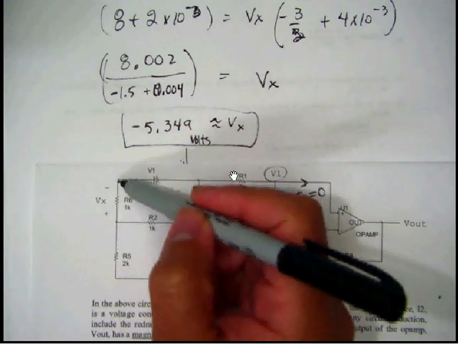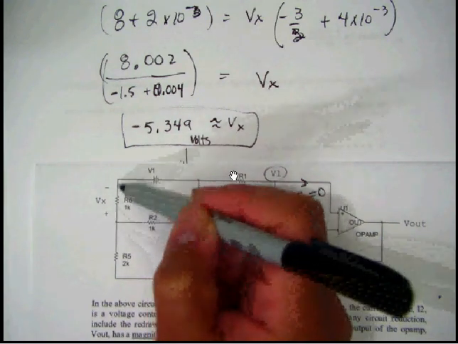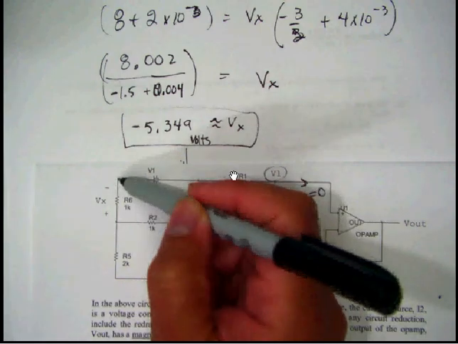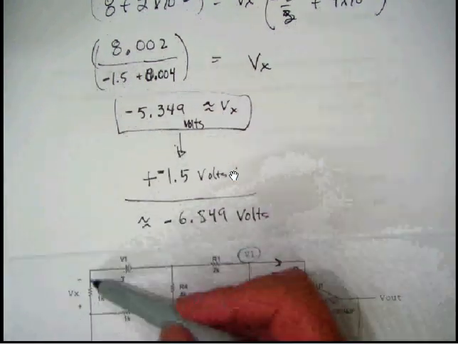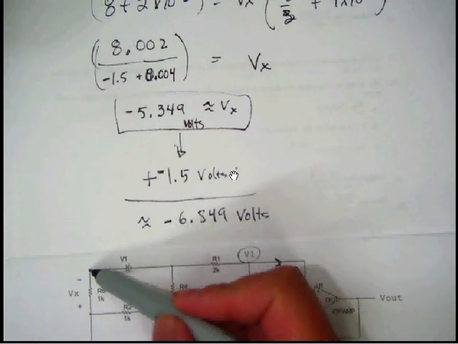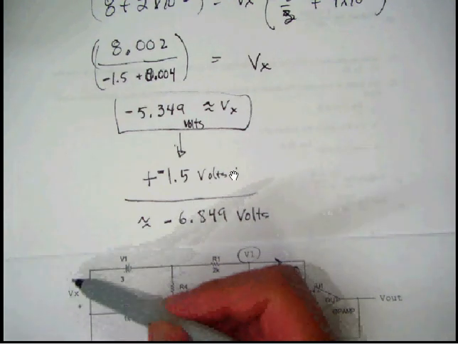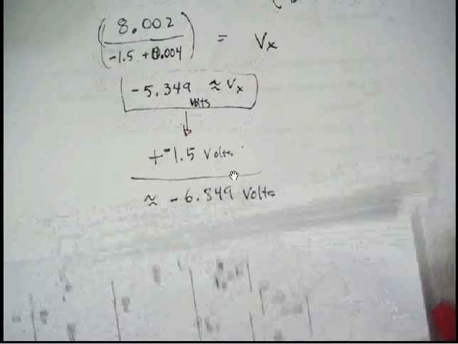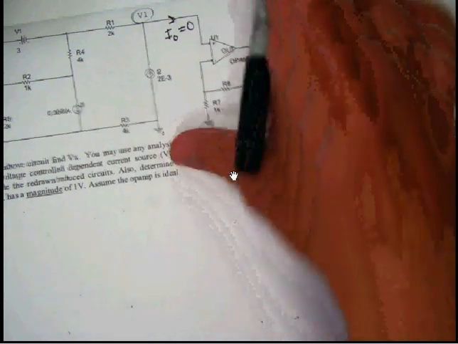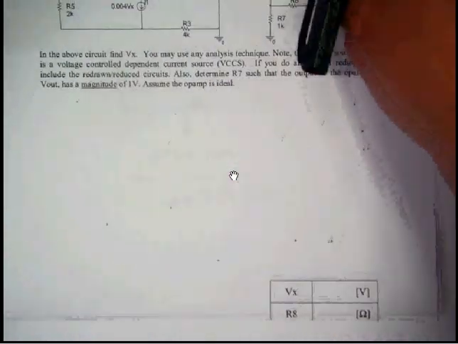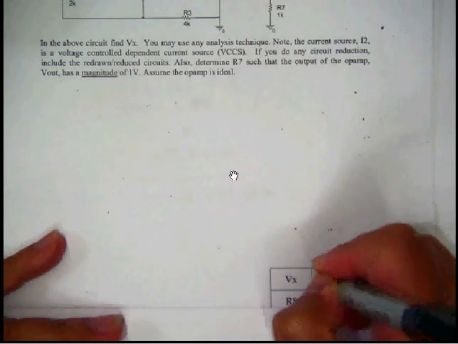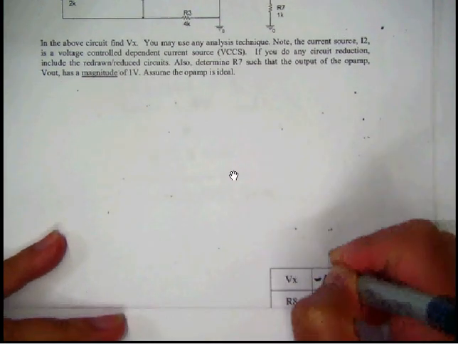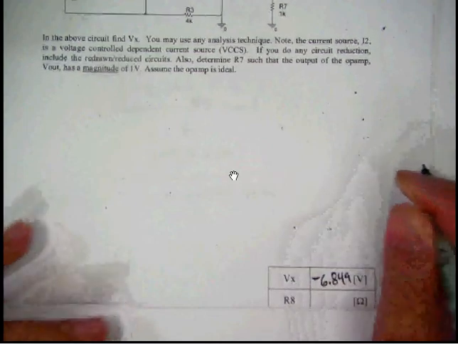So what we're saying is that the difference from here to here, this is at a higher voltage, and at least according to our calculations, it's 6.849 volts higher than this terminal. That's why we're saying it's negative. So right here, where the test asks us to fill in the voltage Vx, we've got negative 6.849 approximately.